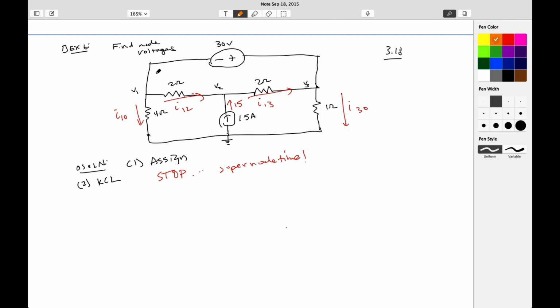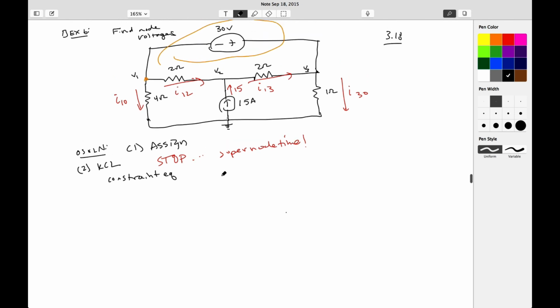Okay, and so what I find is that between V1 and V3 there's this voltage source which is 30 volts. Now that means I need to first write a constraint equation. That constraint equation is as simple as realizing that V3 is at the plus side of this and V1 is at the minus side, and together they have to add up to 30. So this becomes equation 1.